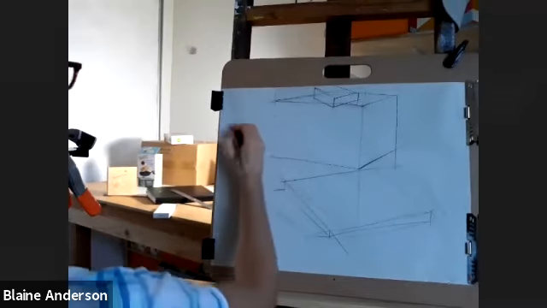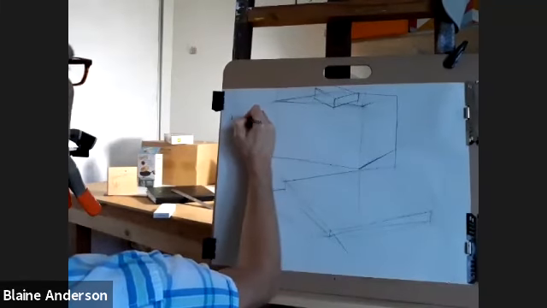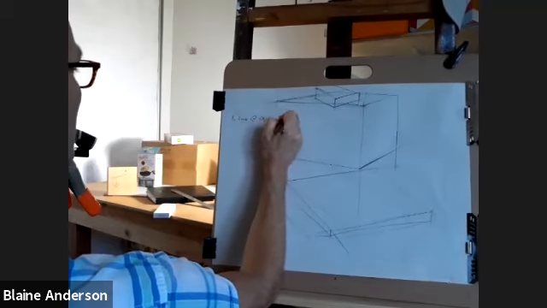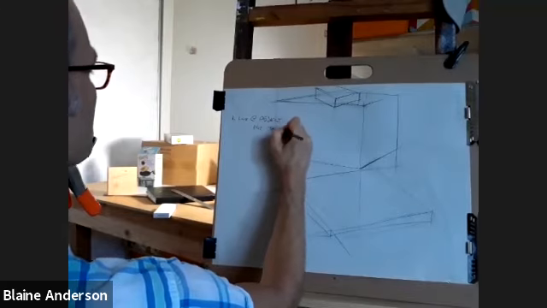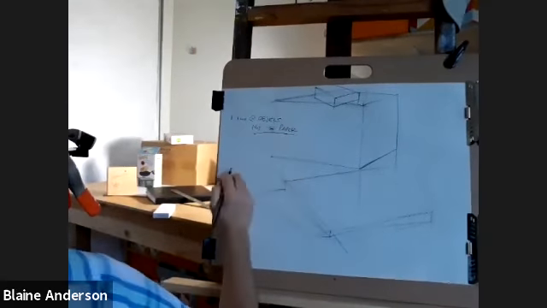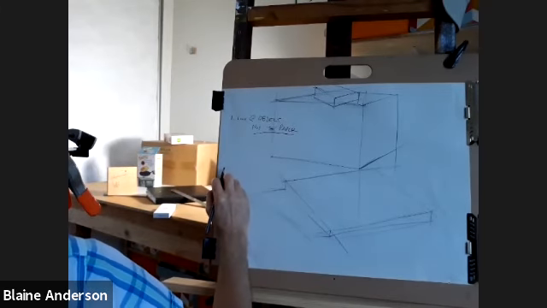Okay, so there's a bunch of things I'm doing here. Number one, I'm looking at the object or the subject when I draw, i.e. not the paper. That's one thing I want you to practice.